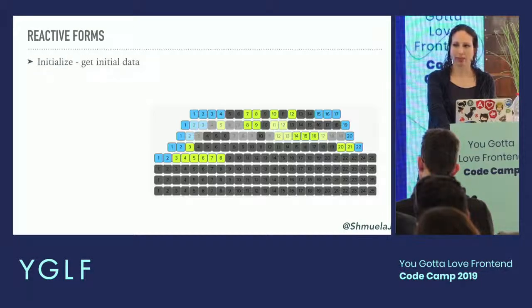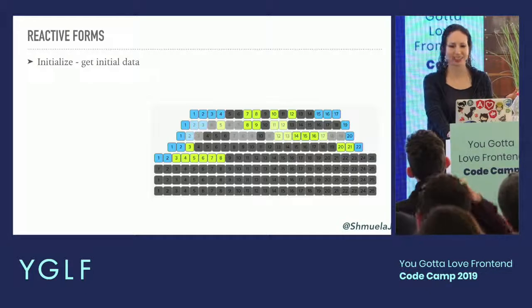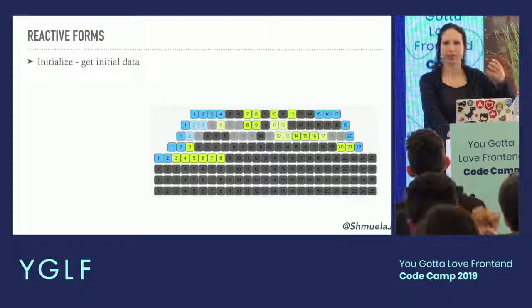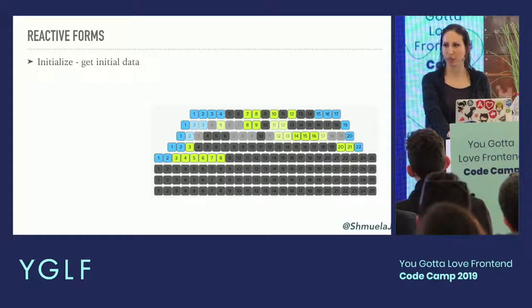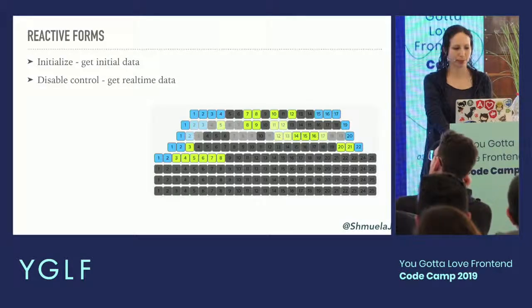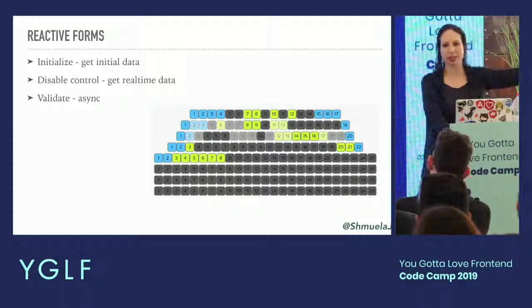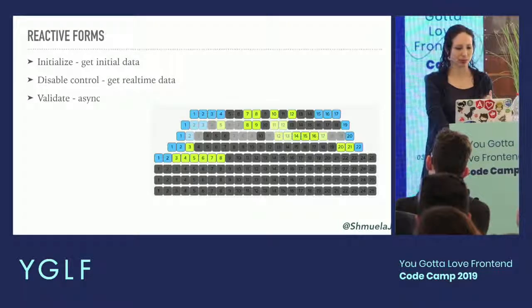So let's take a look at our use cases. When we get the initial data, it comes from the server. So in Angular, if we're using the HTTP client service, it wraps it in an observable. So we have an observable for the initial data, for initializing the form. When we disable the control, again we get real-time data from the server, again an observable. When we validate the selection, then we send a request to the server, and again, we get back an observable.